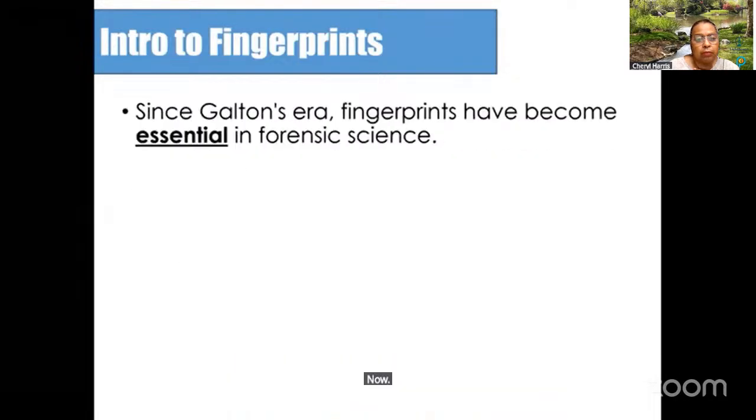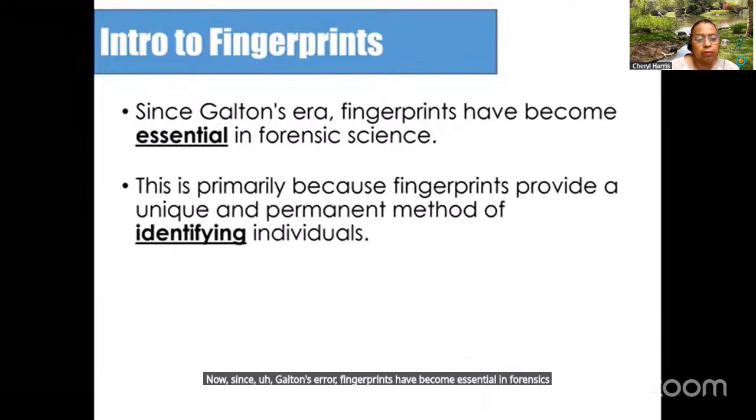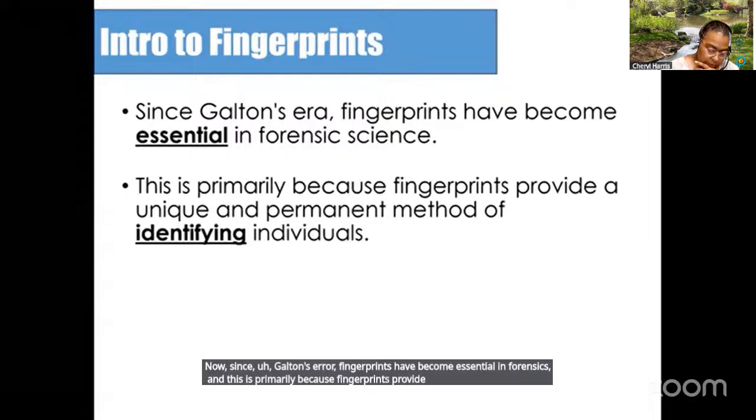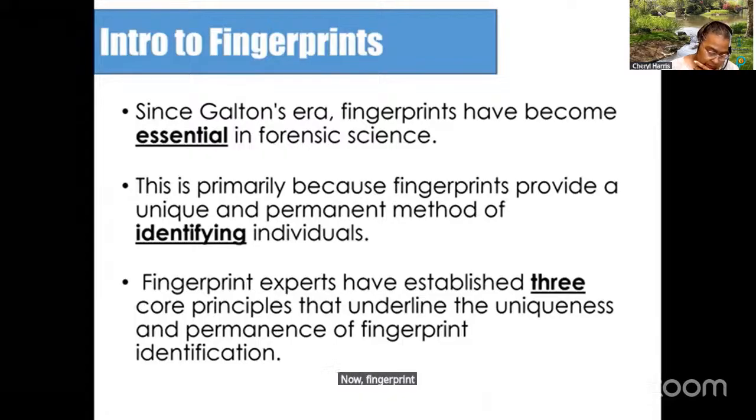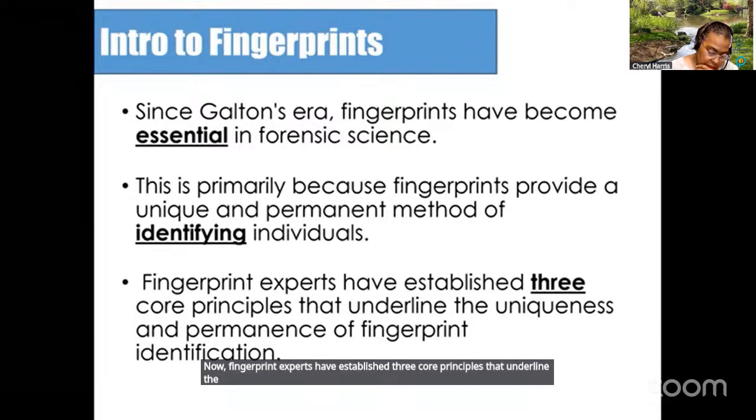Now, since Galton's era, fingerprints have become essential in forensics, and this is primarily because fingerprints provide us a unique and permanent method of identifying individuals. Again, it's never been discovered that 2 people have the same fingerprint, so fingerprints are unique to each individual, which is incredibly useful in forensics. Now, fingerprint experts have established 3 core principles that underlie the uniqueness and permanence of fingerprint identification, and I want to go through those 3 principles with you.